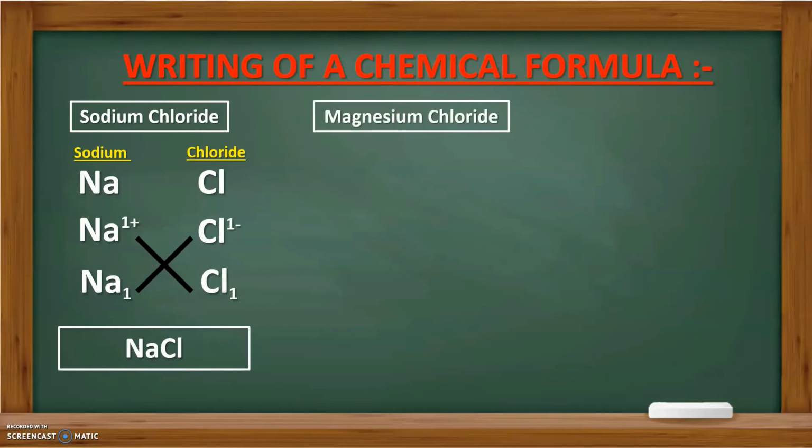Now let's take an example of magnesium chloride. First we write down the symbols of magnesium and chloride. The symbol of magnesium is Mg and the symbol of chloride is Cl. Then we write down the valencies of Mg and Cl on the top right side. Mg, which is magnesium, has a valency of 2 plus and chloride has a valency of 1 minus.